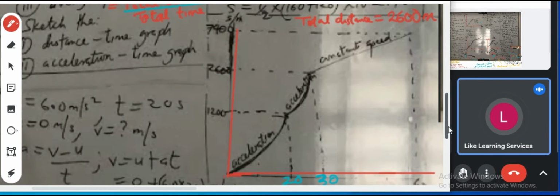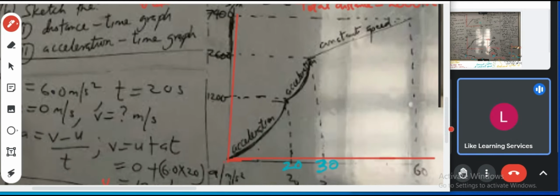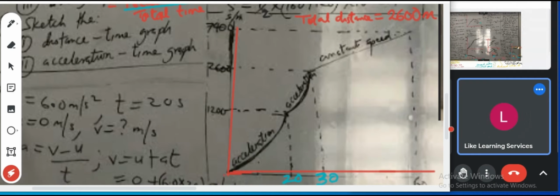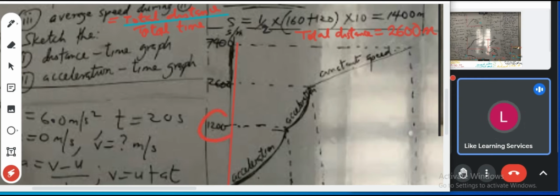Okay, so we have it. What I needed you to pay attention to is the important details on the graph. Are you seeing what I'm pointing at? Like the first distance, this is the distance against time graph. The first distance was 1200, so you need to indicate that anytime you are sketching a graph, those important details must be indicated. For the first stage, the first distance was 1200, so it should be indicated on the graph for the distance against time. You get that?